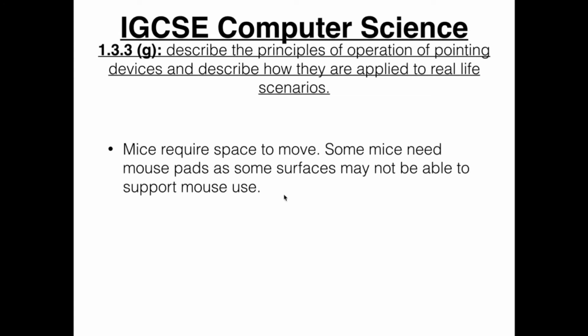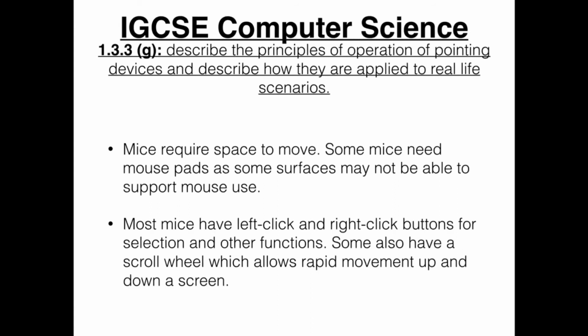Mice require space to move. Some mice need mouse pads, as some surfaces may not be able to support mouse use. Most mice have left-click and right-click buttons for selection and other functions. Some also have a scroll wheel, which allows rapid movement up and down a screen. So you usually get these features on a mouse.